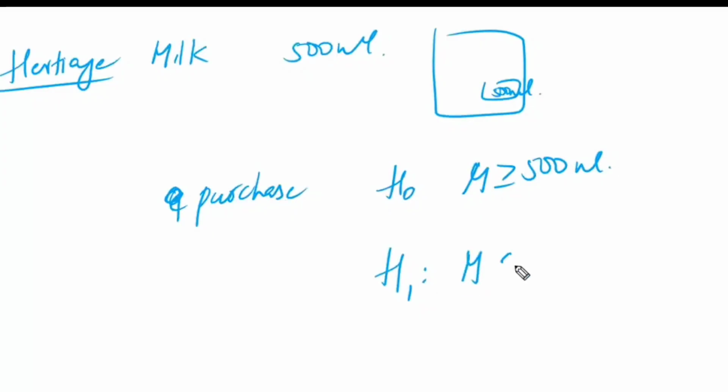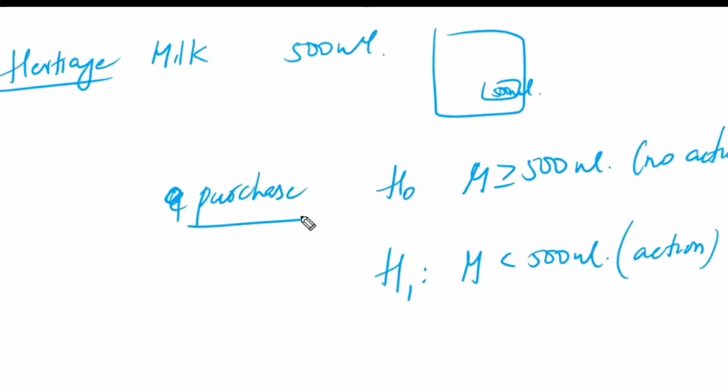Now, if it is less than 500 ml, you will immediately raise the complaint. Hey, you are cheating. I will file a cheating case on you. I will go to the court. We will say all these things, right? So here we will take action. In this other case, we will not take any kind of action. No action is required for this. Now, this is from your perspective. Now, from the company owner's perspective.